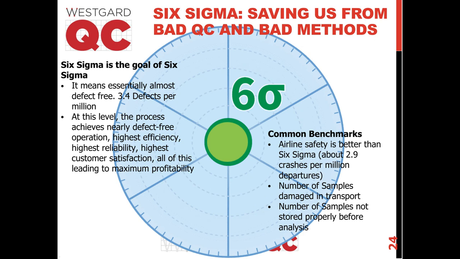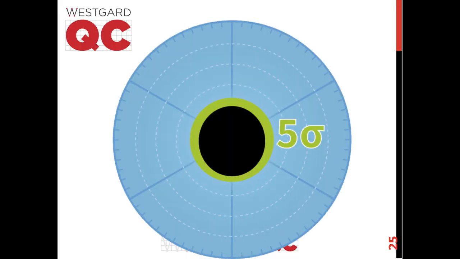A little bit more mundane, but more relevant to the laboratory. In a European survey of pre-analytical errors, they found the number of samples that were being damaged in transport and the number of samples that were not being stored properly before analysis. Those errors were happening so rarely that they had achieved Six Sigma. So it's not just that you're looking for Six Sigma in your analytical assay, but even in your pre-analytical processes and post-analytical processes.